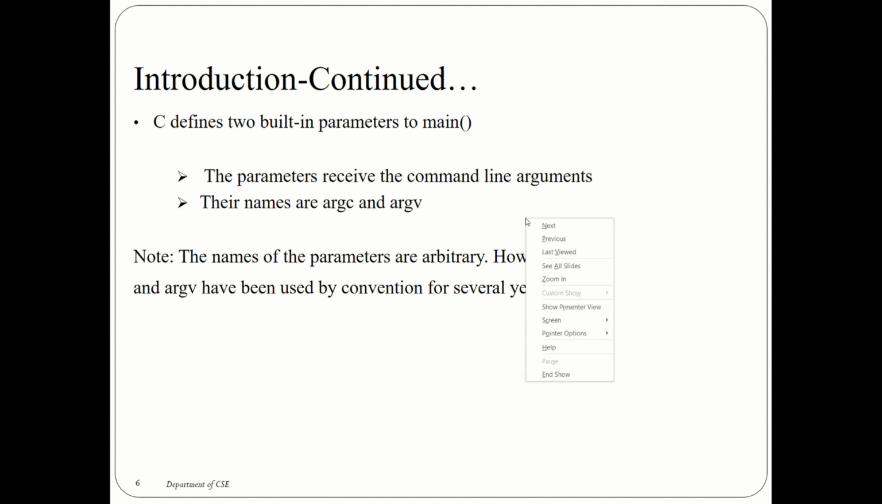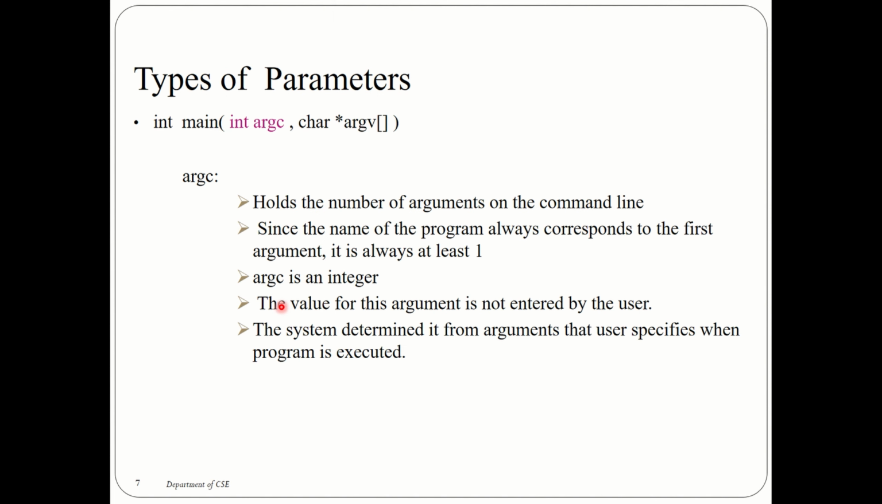So it has two different parameters. One is argc and the other one is argv. The names of the parameters are arbitrary, but argc and argv is the convention which we use, and it has been conventionally used for years. So basically we'll use argc and argv. This is the syntax for the main function with the parameters being passed.